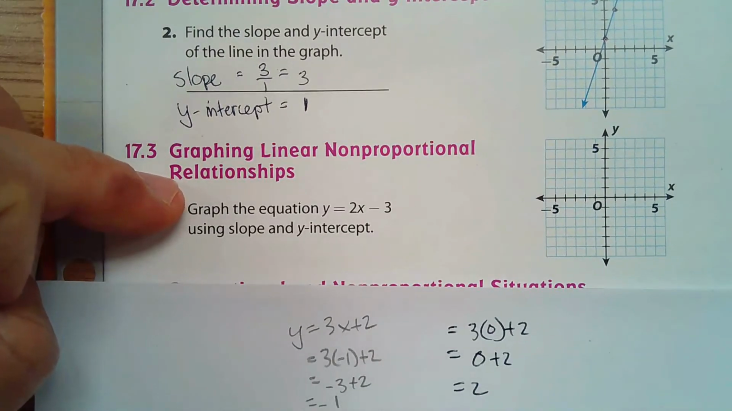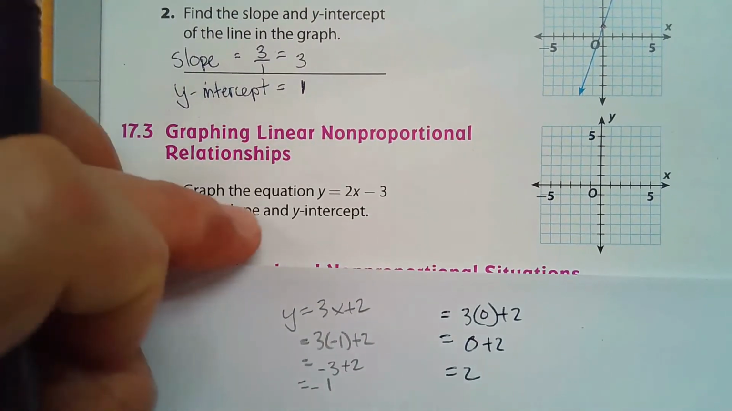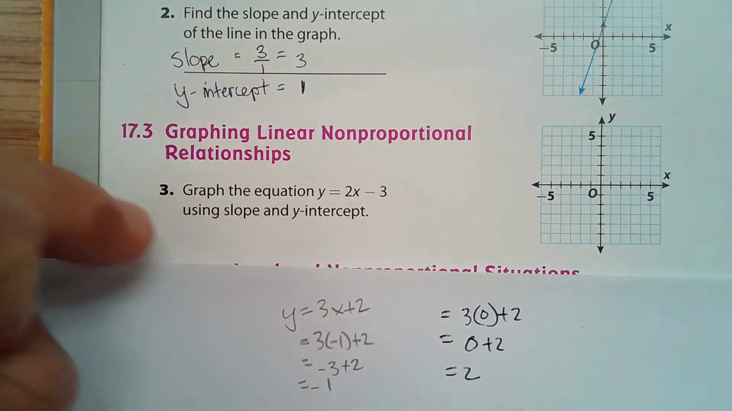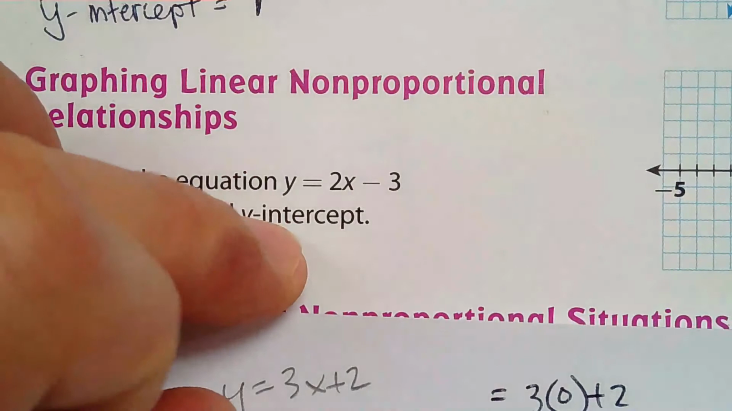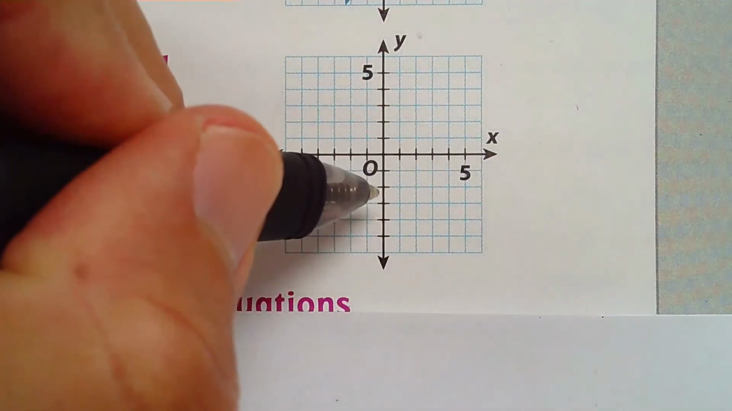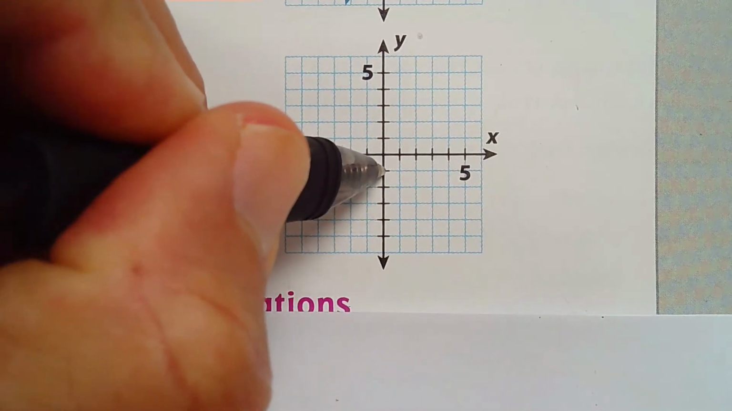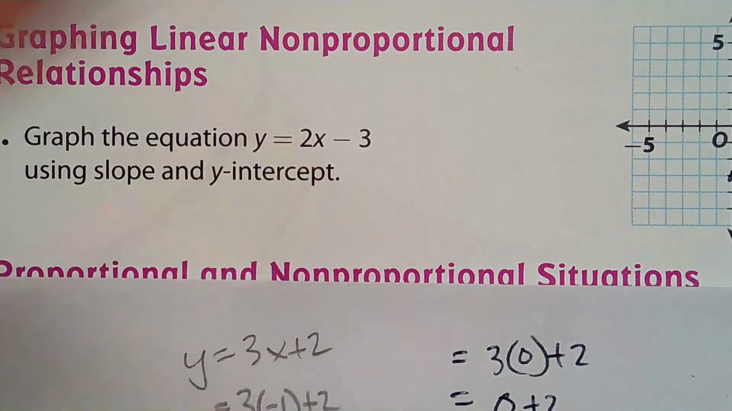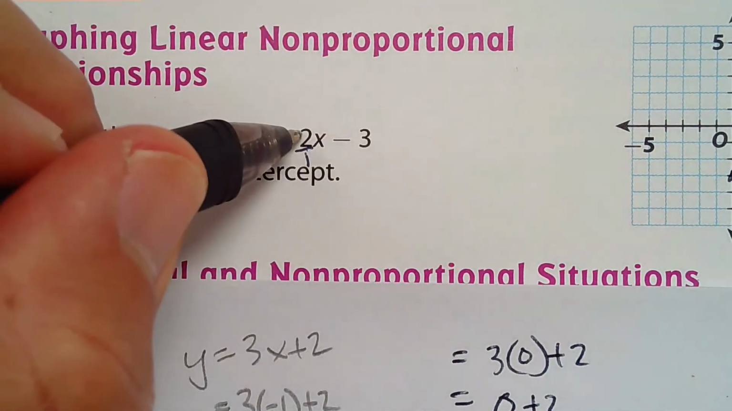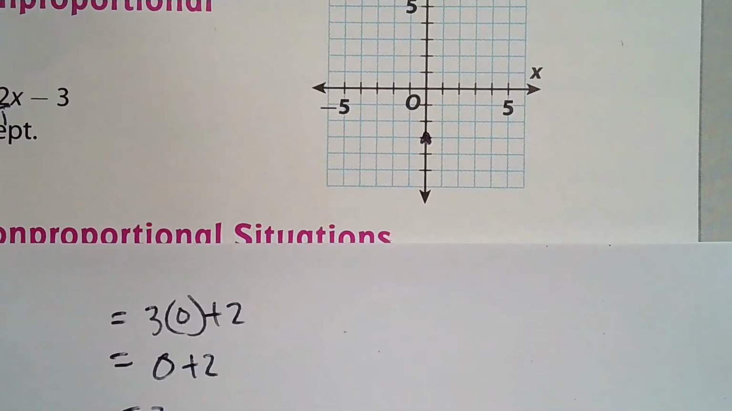Graphing the linear non-proportional relationships. So we're going to graph this equation 2x minus 3 using the slope and the y-intercept. Well, the y-intercept is -3, and that's your starting point. So we go to -3 on the y-axis. So 1, 2, 3. Right there, and then we use the slope of 2, but 2 is the same thing as 2 over 1. So that means I'm going to go up 2 and to the right 1 from there.